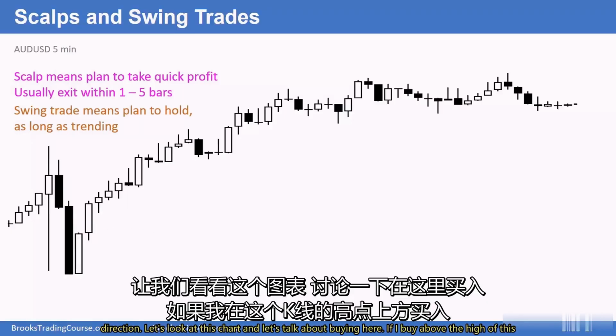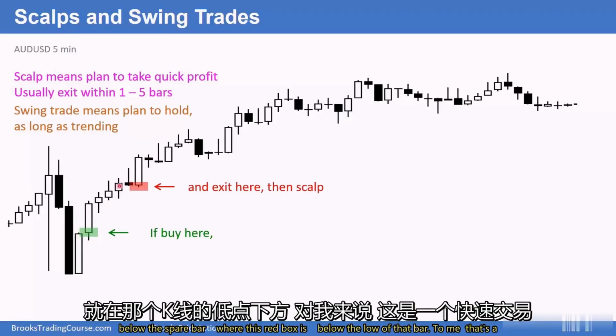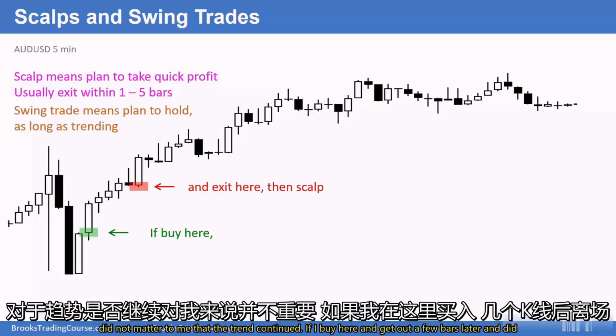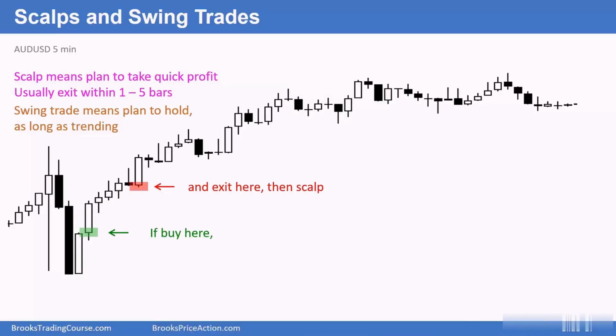Let's look at this chart and let's talk about buying here. If I buy above the high of this bar, I get filled right here just above that high. And let's say I get out 4 or 5 bars later below this bear bar, right where this red box is, right below the low of that bar. To me, that's a scalp. I did not allow any pullbacks. I get out within 1, 2, 3, 4, 5 bars. And it did not matter to me that the trend continued. If I buy here and get out a few bars later and did not allow pullbacks, that's a scalp.